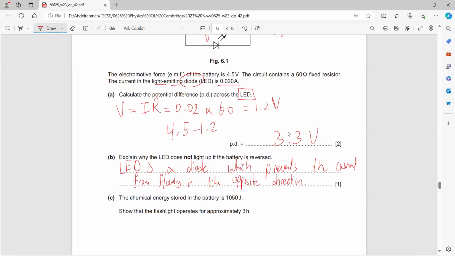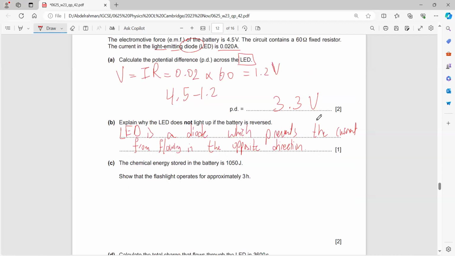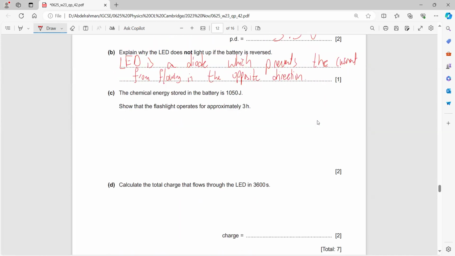That's it. It does prevent the current from flowing in the opposite direction. The chemical energy stored in the battery is 1050 joules. Show that the flashlight operates for approximately 3 hours.